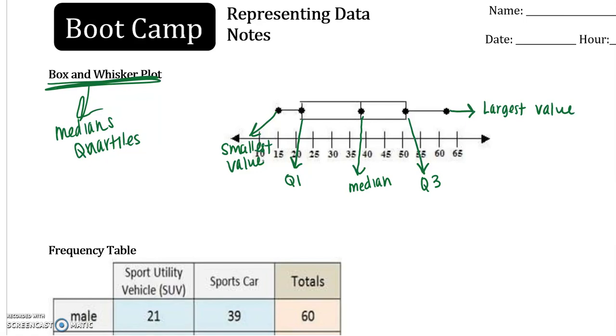You can also determine the spread or range very easily by subtracting the smallest value from the largest value. And you can also make some conclusions about the data when you add in numbers or take away numbers, depending on where those numbers lie.